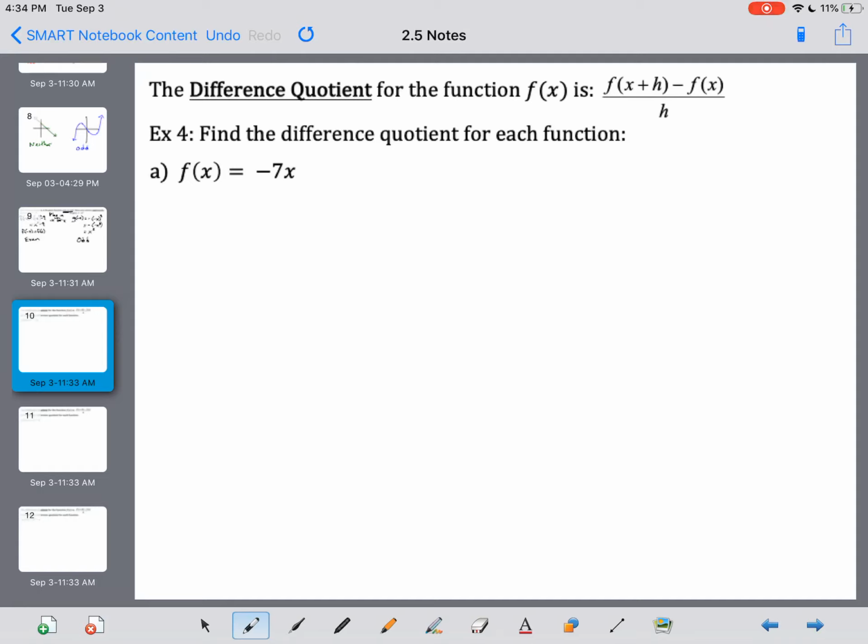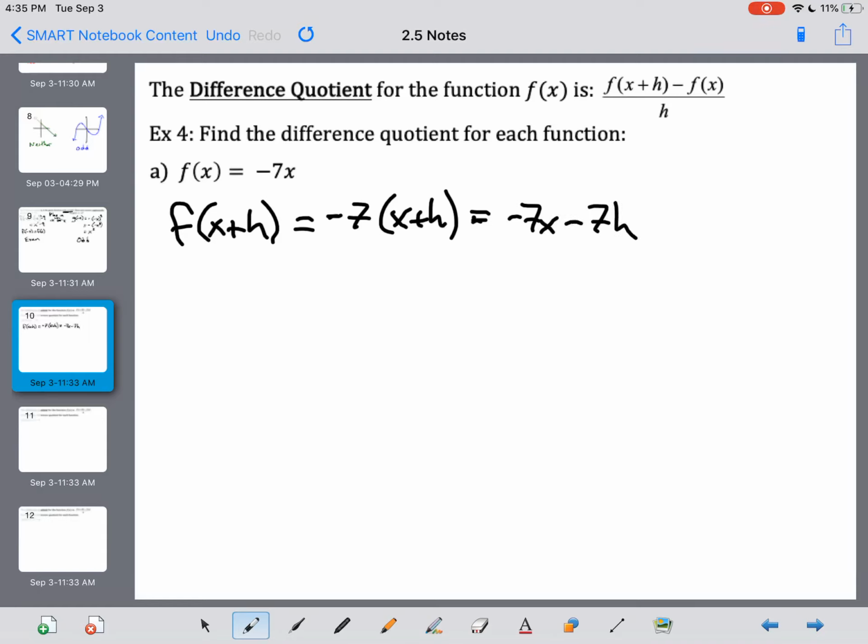Well, if we're given some function, say negative 7x, I have to first evaluate f of x plus h. Well, what that means is I want to plug x plus h in everywhere I see an x. So this would become negative 7 times x plus h, which we can simplify, and that would become negative 7x minus 7h. So now we're going to plug that into our difference quotient.